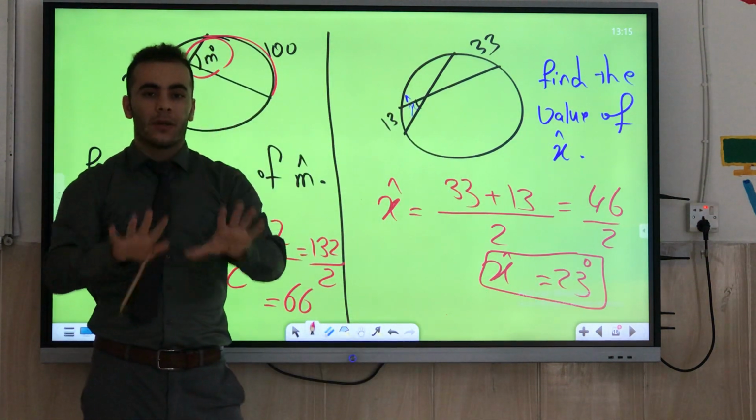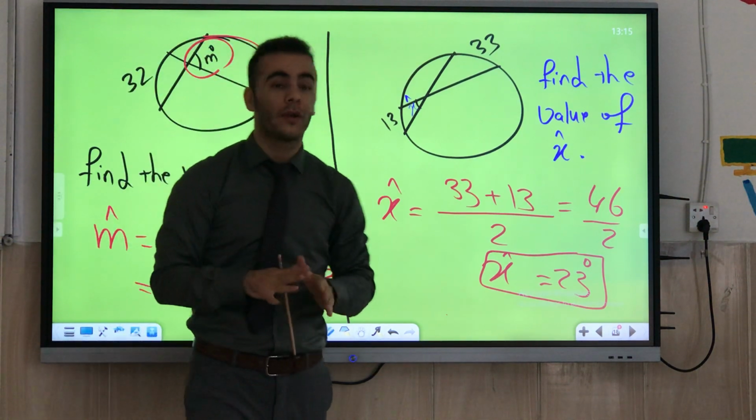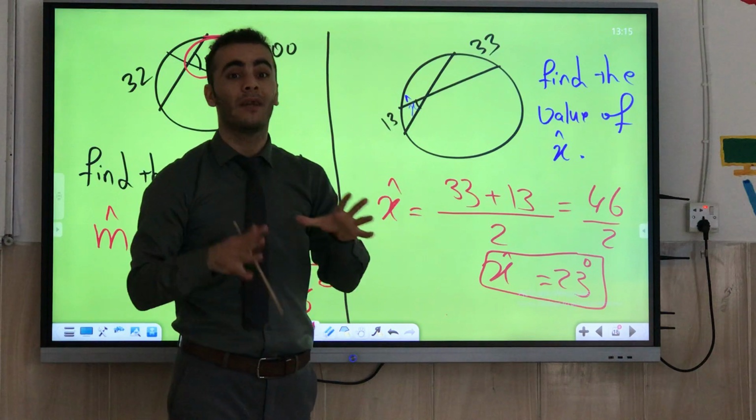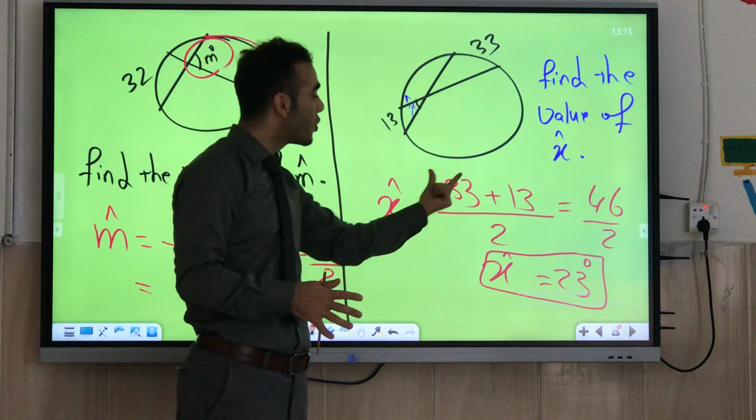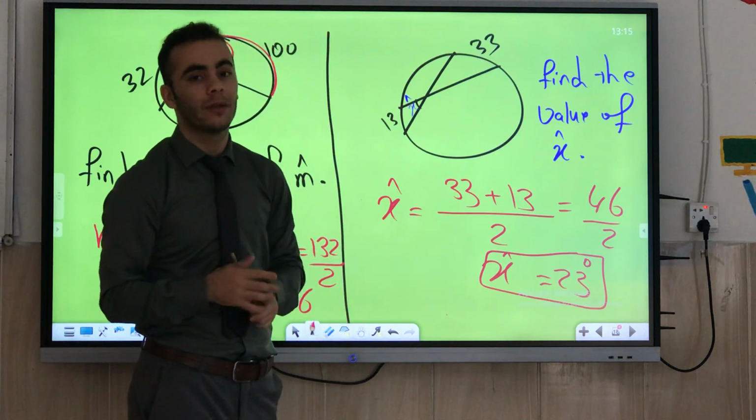So in interior angles, whenever we have interior chords that intersect each other, they will form interior angles, and the measure of the interior angle is equal to the sum of the intercepted arcs divided by 2, or half of the intercepted arcs.